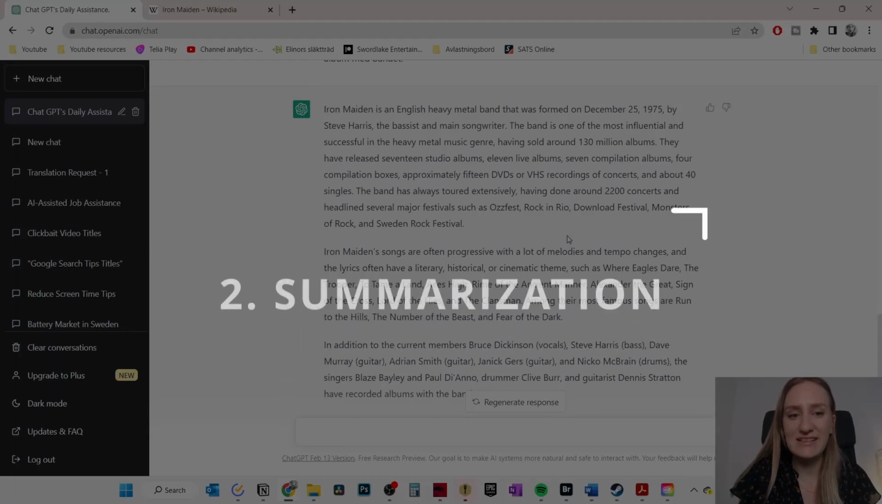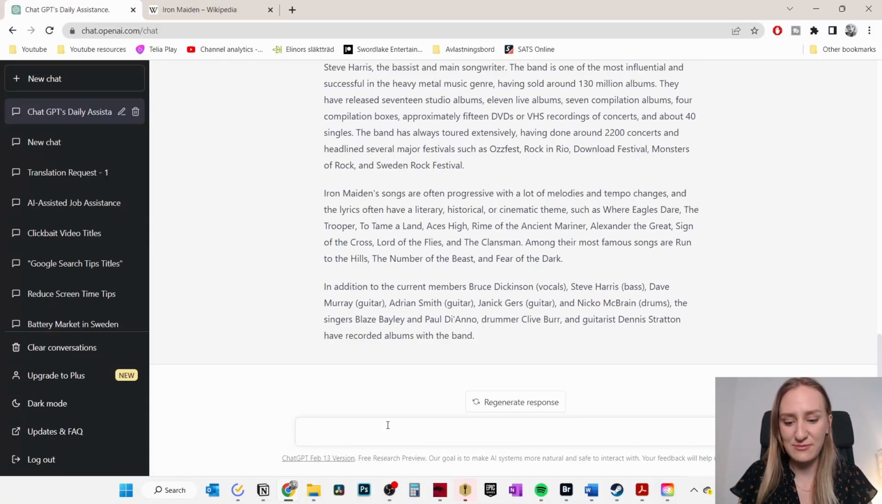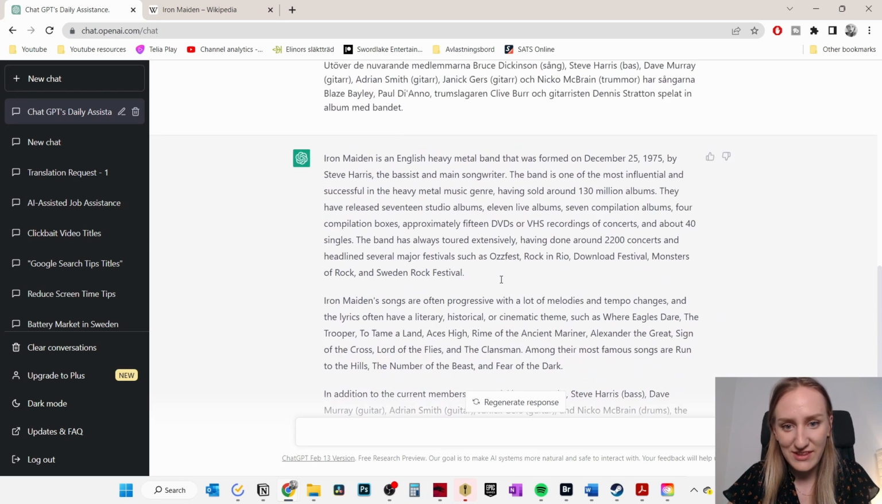Okay, and looking at this text, let's try another one of the areas that ChatGPT could do. So let's try summarization. So let's ask ChatGPT if it can summarize this text. So here we have a very shortened version of this text.